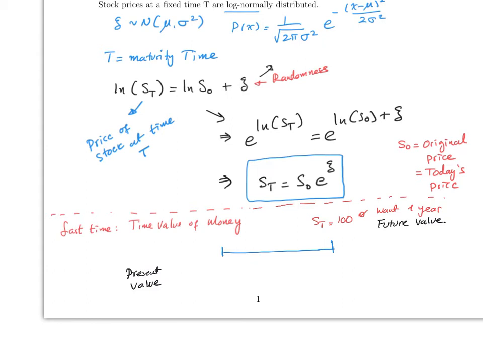If we take the randomness out of this equation, we will have 100 equals S_0 e to the rT, where here T is equal to 1. So here we have T equals 0, and here we have T equals 1. The future value we want is 100.